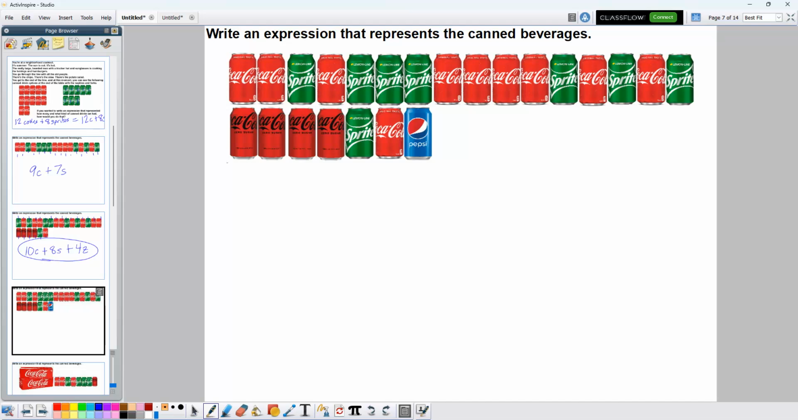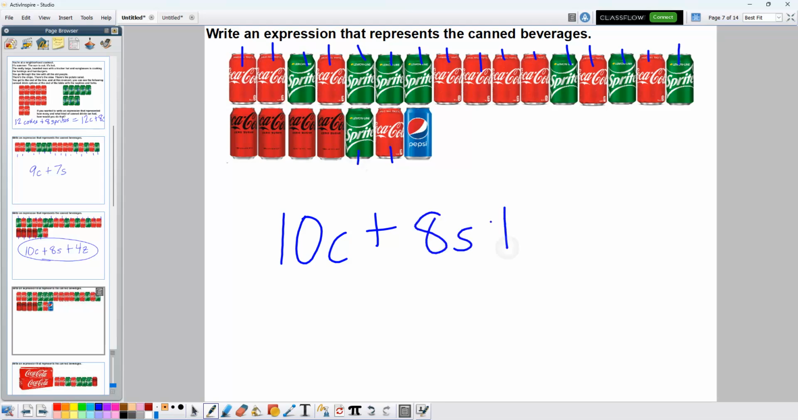You know, Coke Zero was pretty bad, but here we go. Look at this. Ugh, that one at the end there. All right, Cokes. 1, 2, 3, 4, 5, 6, 7, 8, 9, 10 Cokes. Plus, how many Sprites? 1, 2, 3, 4, 5, 6, 7, 8 Sprites. Plus, how many Coke Zeros? 1, 2, 3, 4 Coke Zeros. I'm going to make that Z. And then plus there's 1 Pepsi. Okay.